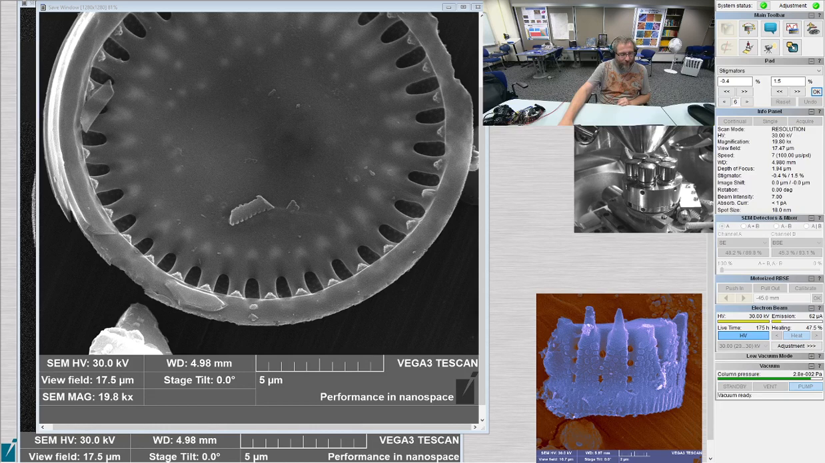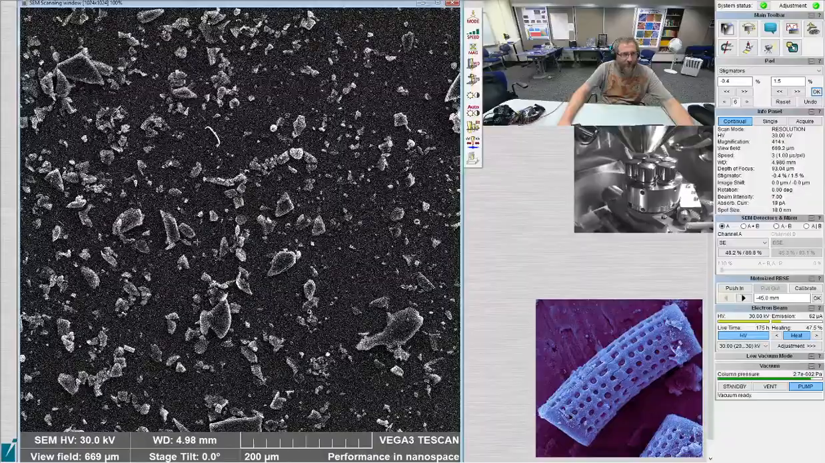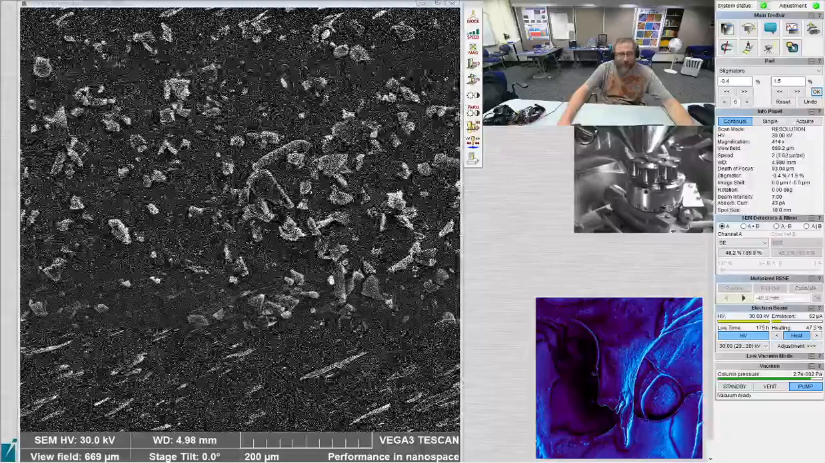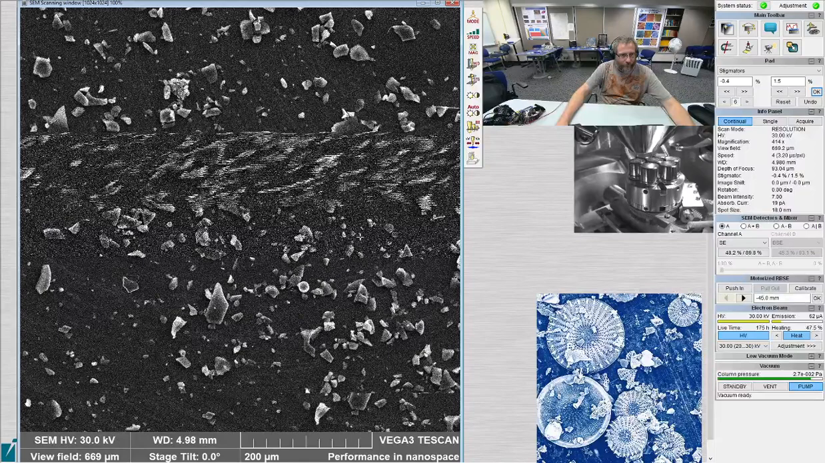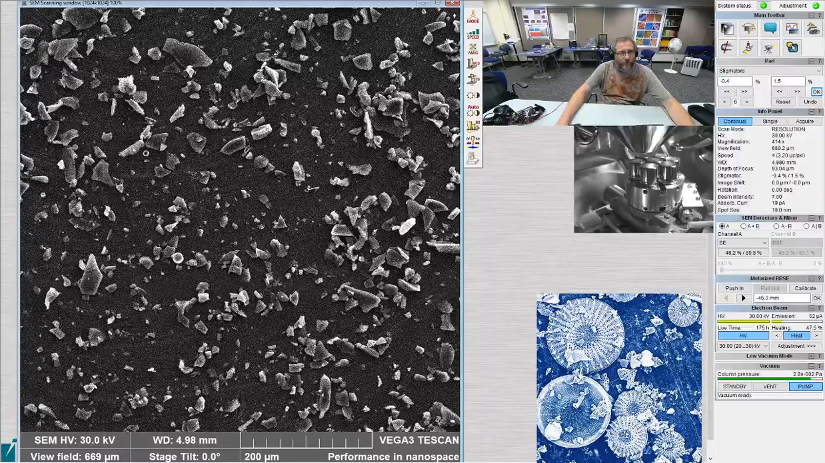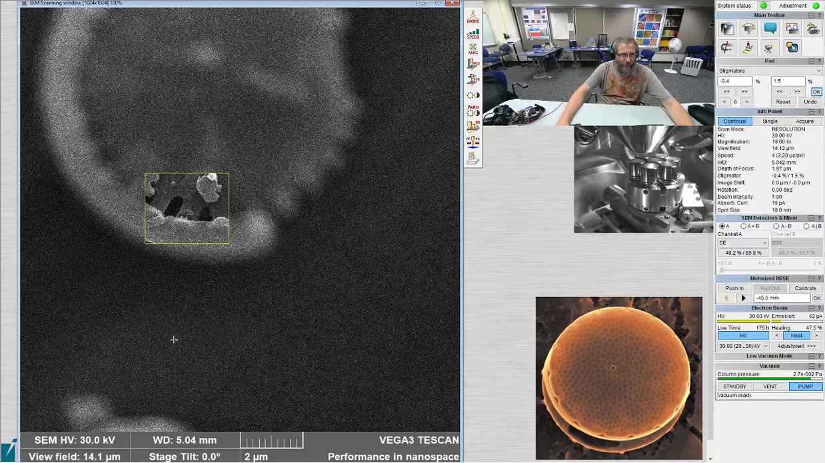Perfect. That's a good one. Yeah. Let's go snoop around. See what's on stub 5. I feel like we're definitely overlooking some little things, always. A little internal view of a little tiny one.